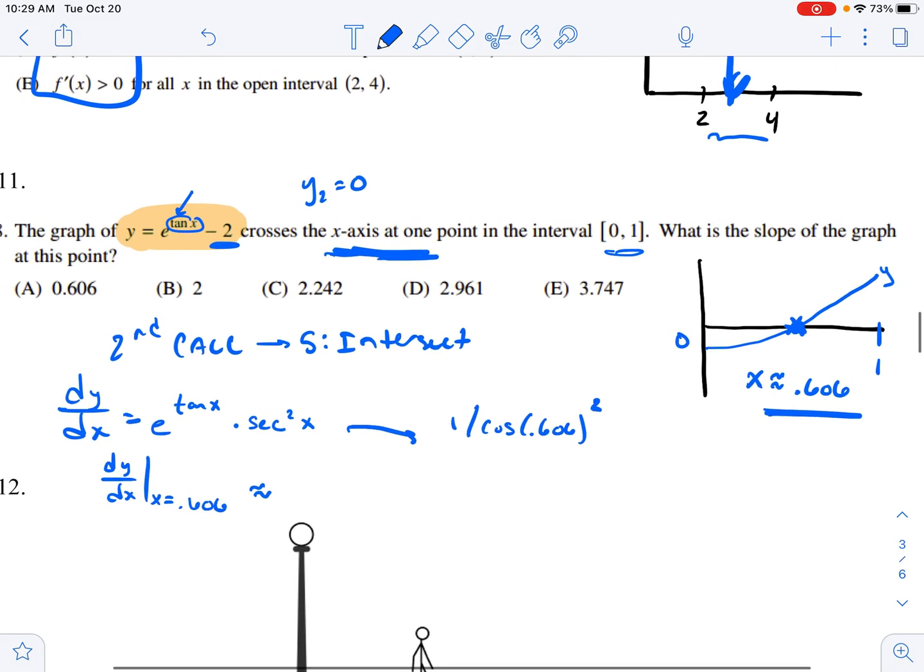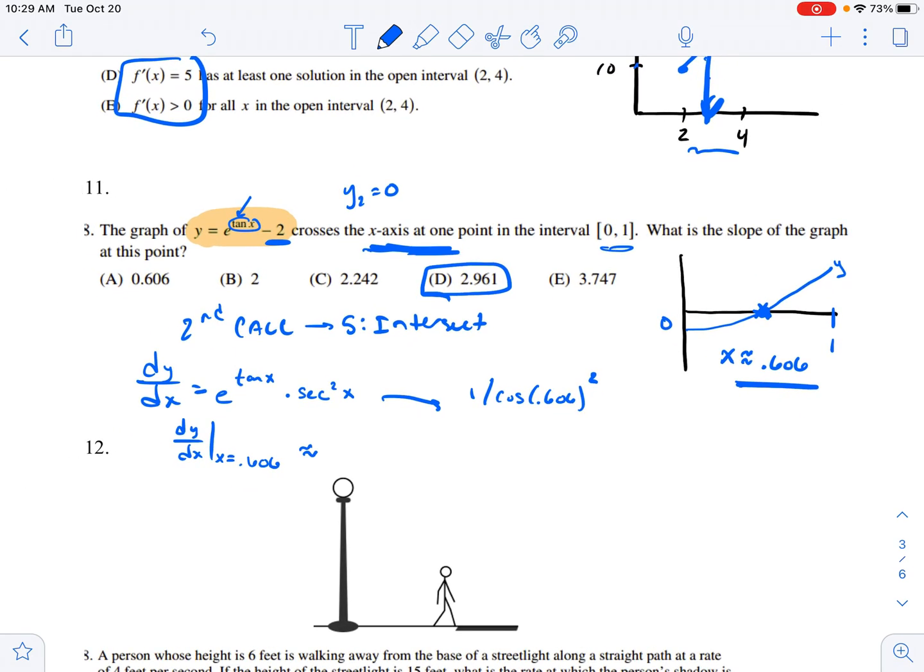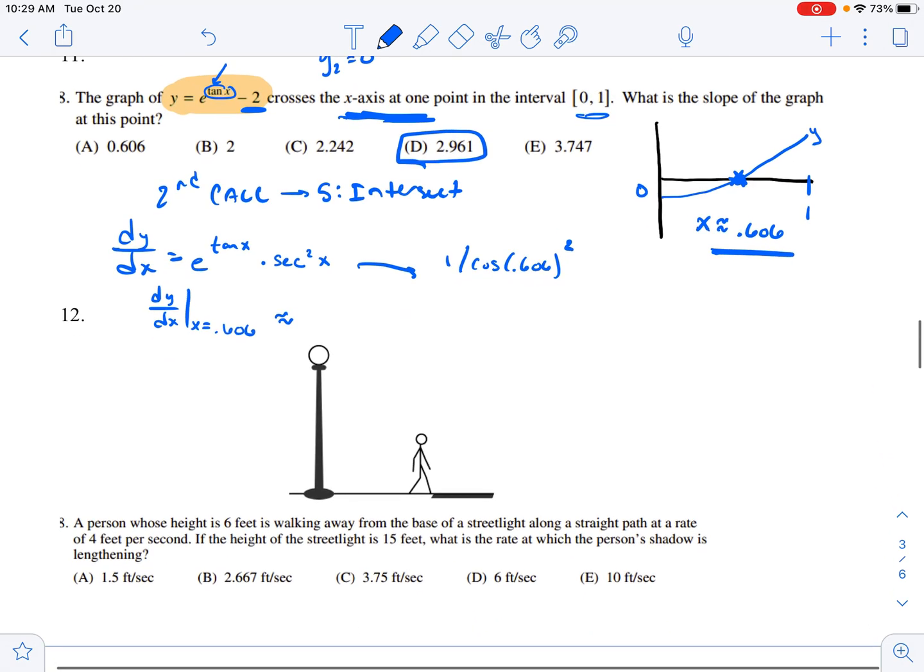Okay, when I punch the whole thing in, I am getting about 2.95999, 2.960, closest of which is that. Okay, so in rounding, we get that as the closest value. Okay, so again, kind of a tricky problem.